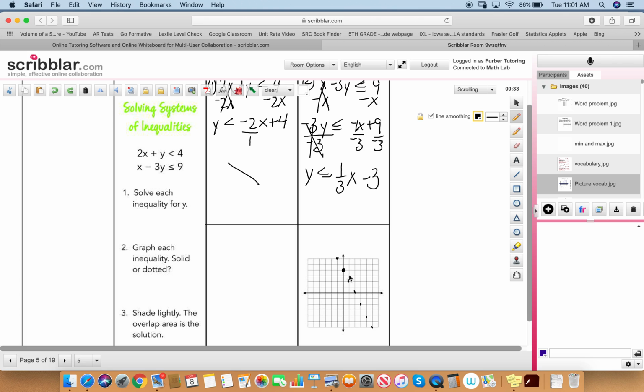And then I have to decide, is this line supposed to be solid or dotted? Since it does not have the equal to, that means this is going to be a dotted line. So I'm just going to put in the dotted line based upon where my little points were. Okay, and then now I'm going to go ahead and shade this one. So this one says the y values that are less than this line. So that's going to be below the line, or this region here. Whoops, use a highlighter color. So that's going to be in this region here.